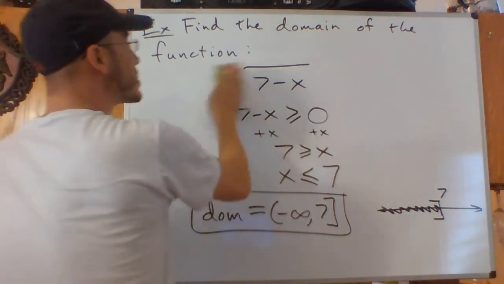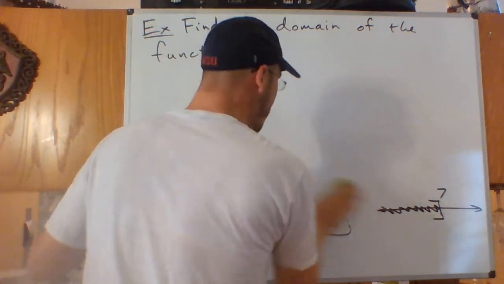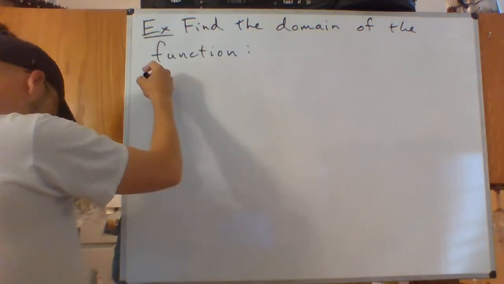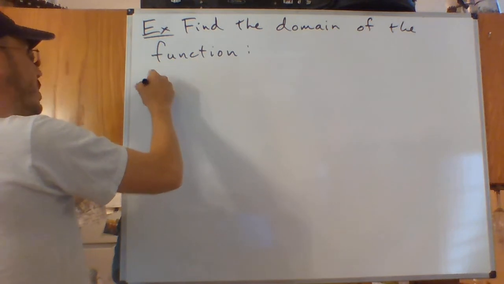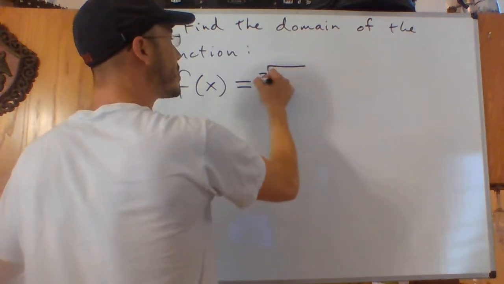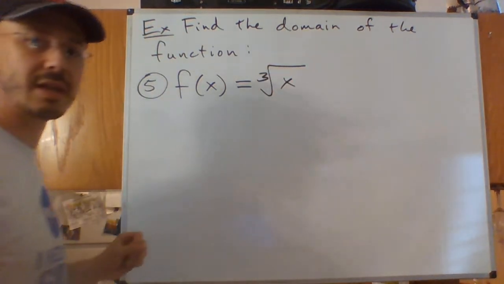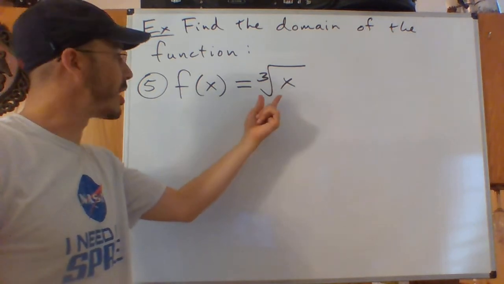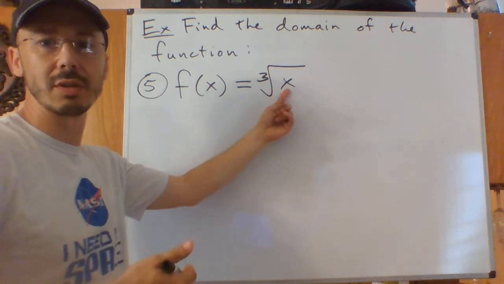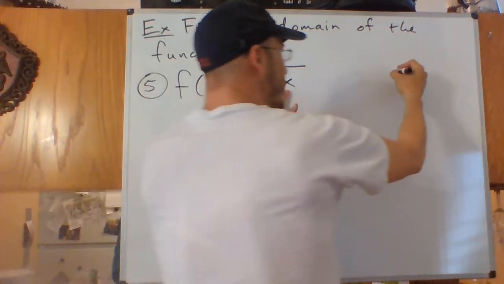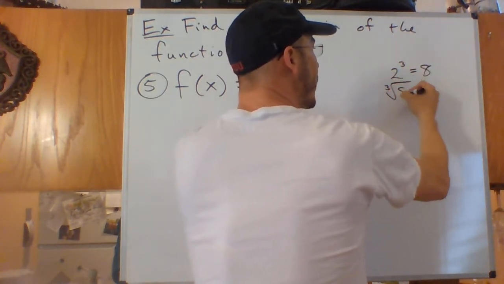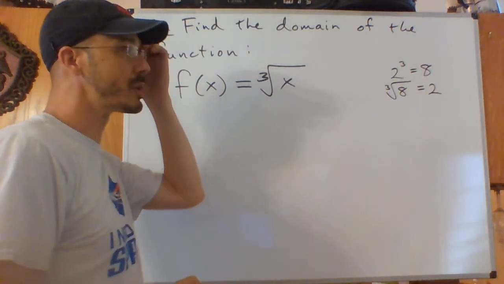Another example like this is to look at the cube root. And the cube root has a different situation from the square root. The cube root has no problem with negative numbers. So if f of x is equal to the cube root of x, then I can put in any number I want. For example, the cube root of 1 is 1, because 1 cubed is 1. Here's another one. 2 cubed is 8, so the cube root of 8 is 2.